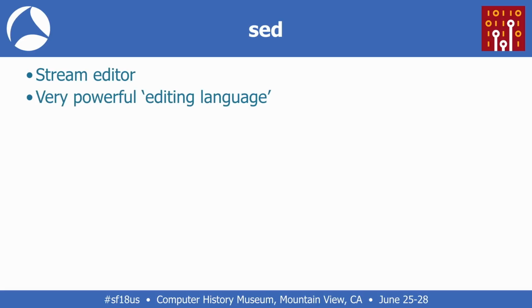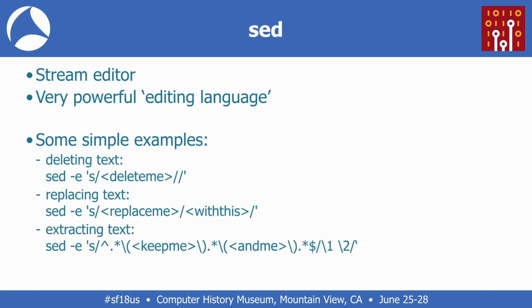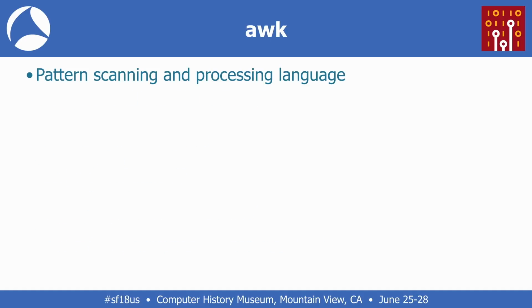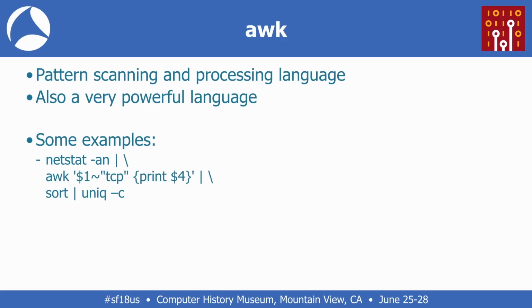So sed is a stream editor. It's a very powerful editing language, but I use it in a very simple way, just to delete stuff or to change stuff, or sometimes to extract stuff. Then there's awk. It's also very powerful. Like get a list of all your TCP states. That's what you can do with this.